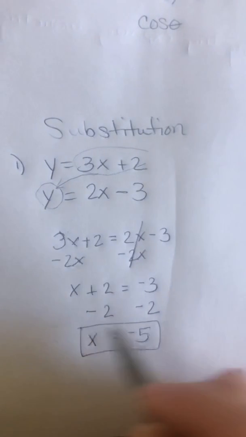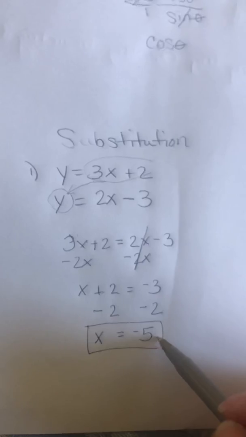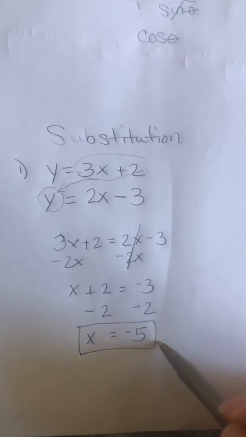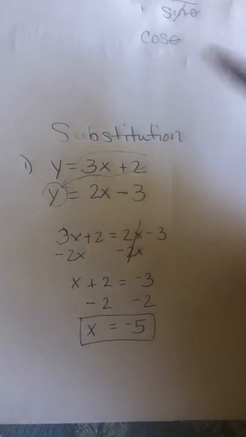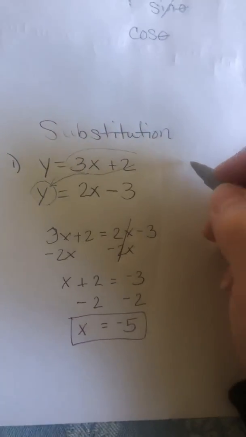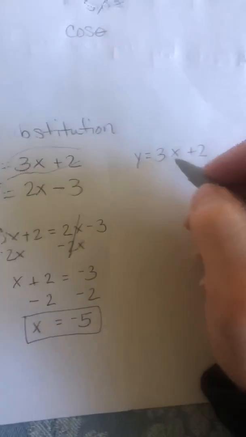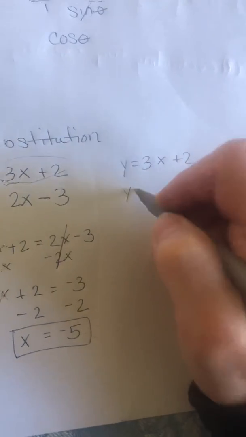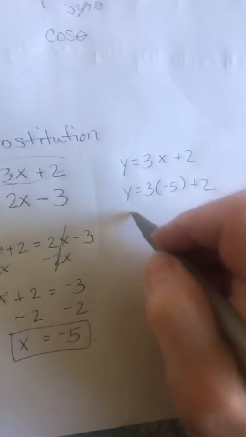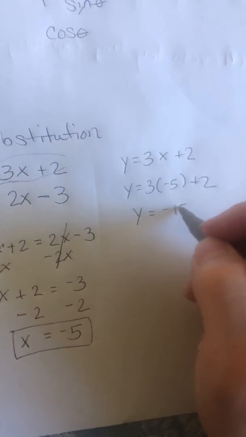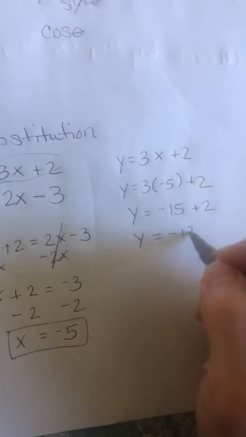So this is only half of our solution here. The next thing we're going to do to find y is take this negative 5 and substitute it back in for x, either here or here. It doesn't matter which equation. So if we do y equals 3x plus 2, we're going to take the x out and put the negative 5 in its place. So we get y equals negative 15 plus 2, or y equals negative 13.